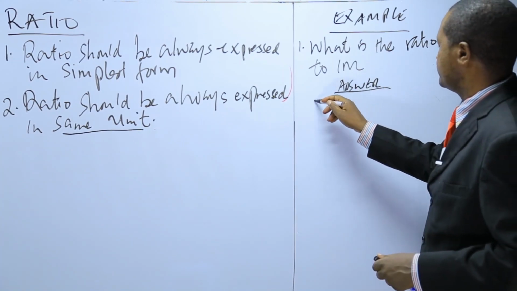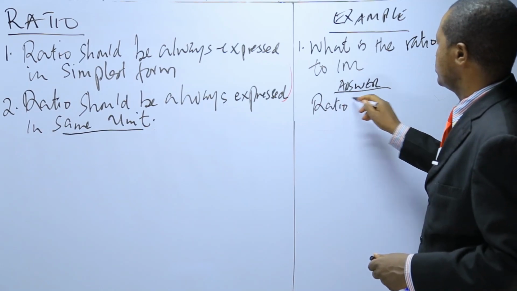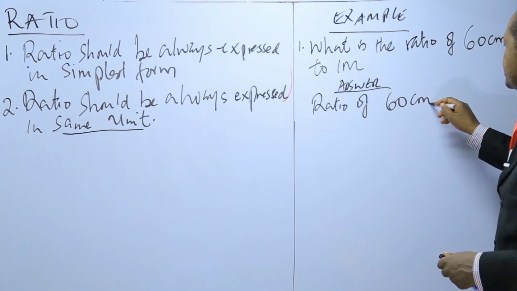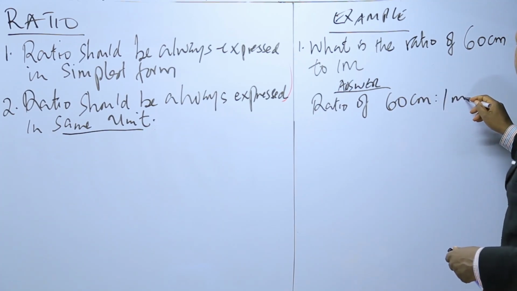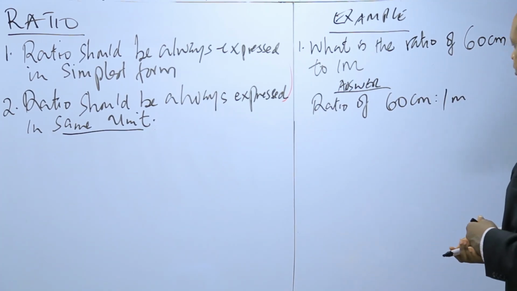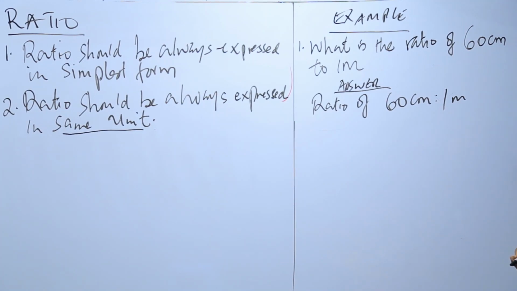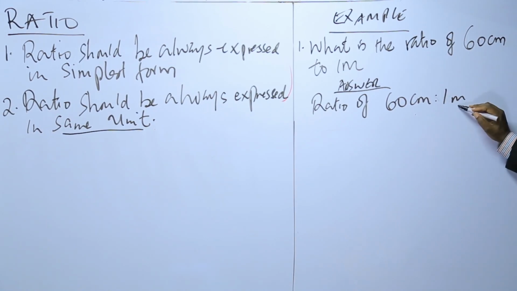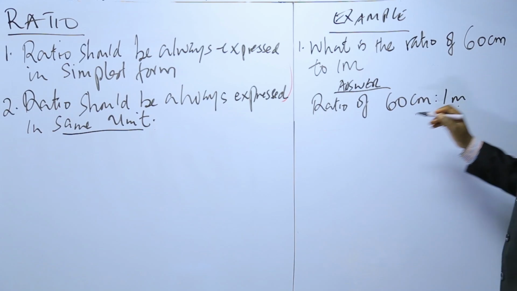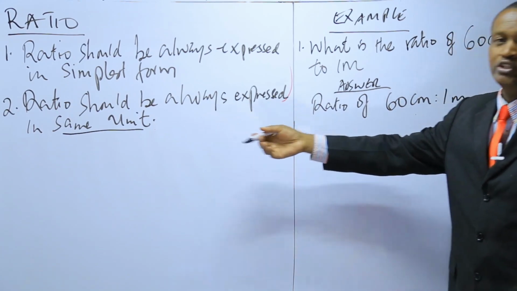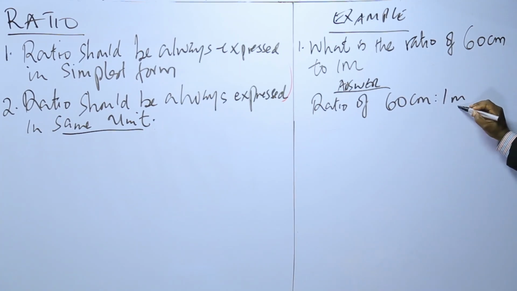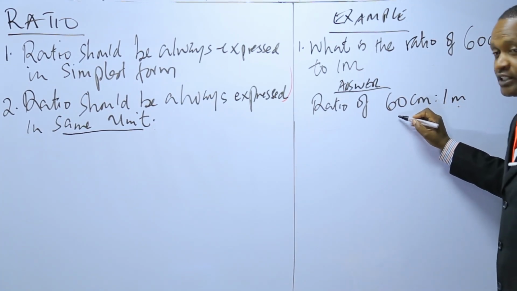The ratio of 60 centimeters to 1 meter. You can see here the first quantity is in centimeters, the second quantity is in meters, and as we just said, ratios should be expressed using the same unit. So we have to convert these meters into centimeters.